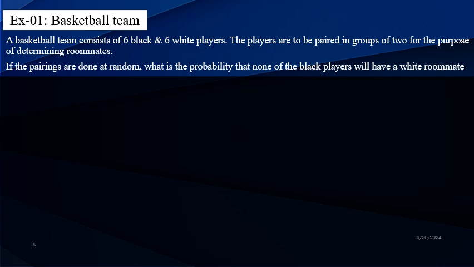So it is like a basketball team consists of 6 black players and 6 white players. Why? Because Ross is from America, so a black and white kind of category is there. And the players are to be paired in groups of 2 for the purpose of determining roommates. In a room, there would be 2 players, a pairwise allocation of rooms. Okay. So if the pairings are done at random, that means uniform law, what is the probability that none of the black players will have a white roommate? That you have to compute. This is the event that you are willing to compute.